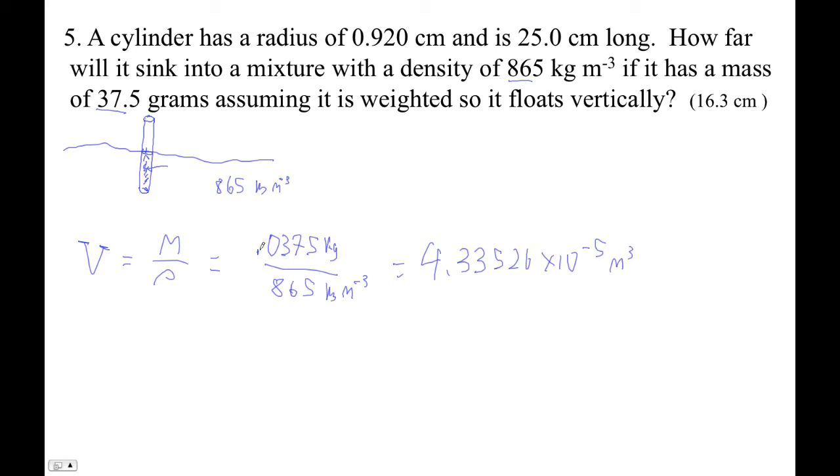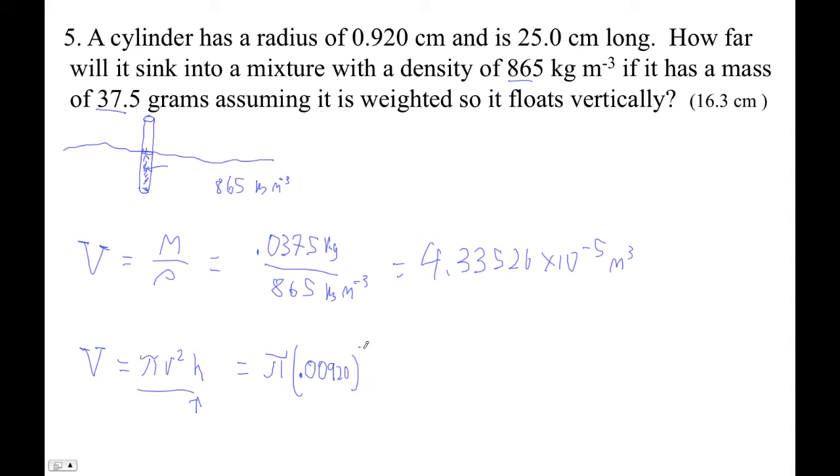The next thing I'm going to do is, this is just a cylinder, right? And so I know that the volume of that is also pi r squared h. This is something you need to memorize. Okay. So that part of the cylinder, oh yeah, we want to figure out how far it'll sink, so h is what we're trying to find. So that equals pi, and then that is the radius, right? Just be very careful of radius and diameter.